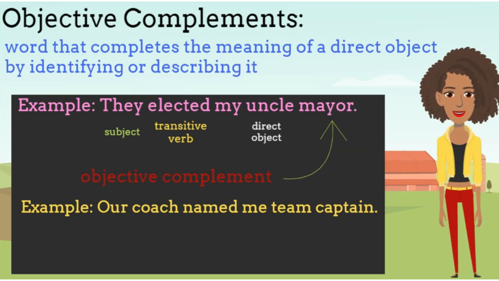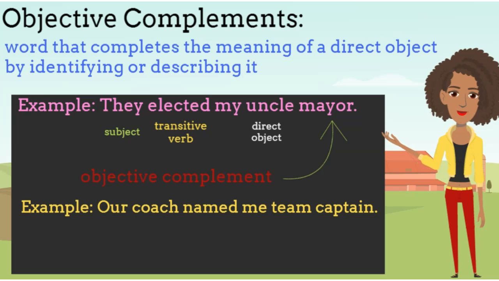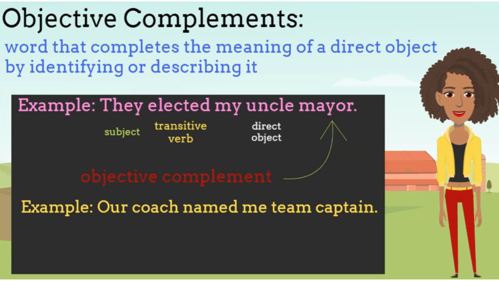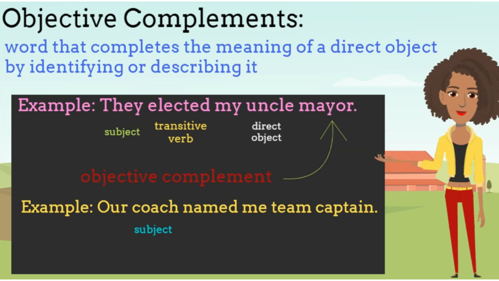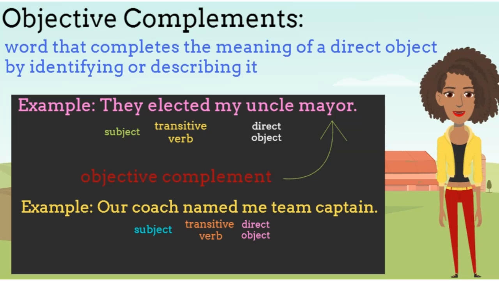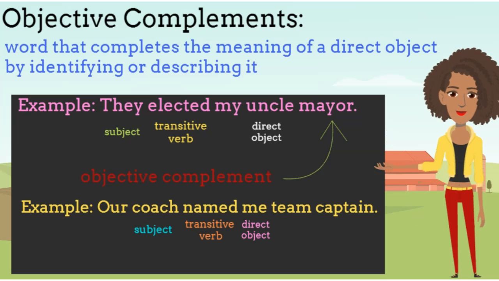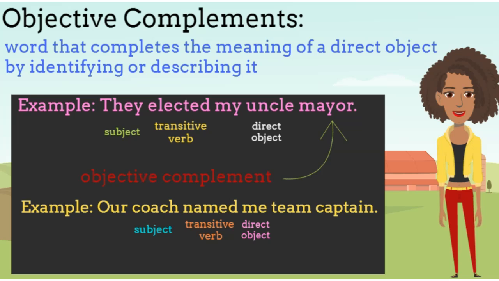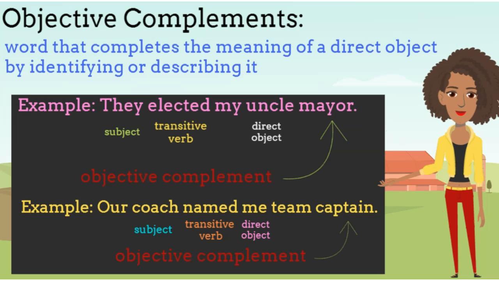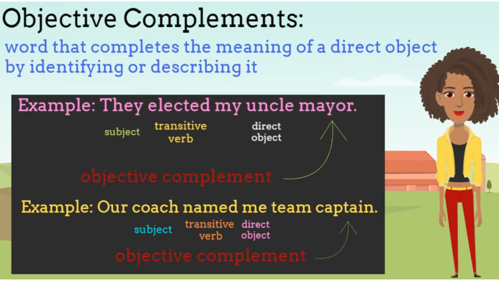Let's look at another example. Our coach named me team captain. We can point out the subject, verb, and direct object as we see here. And similar to the previous sentence, just saying our coach named me isn't very clear, so the objective complement captain completes the meaning of the direct object.